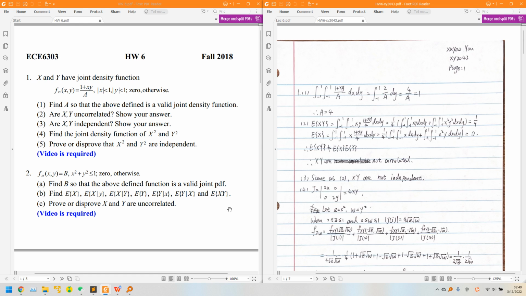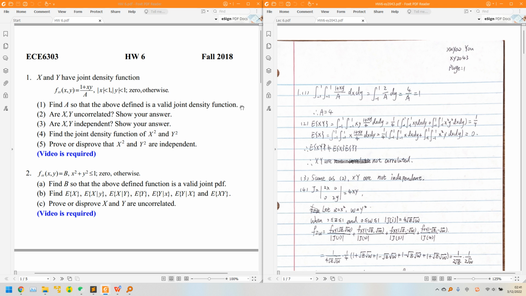The first problem gives us a joint density function of x and y, and an unknown variable a. Question number 1 asks us to find a so that f(x,y) is a valid joint density function.